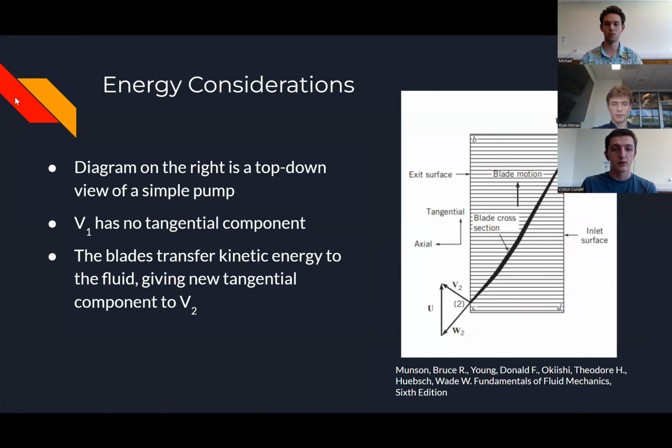So for a simple pump, v1 flows towards the pump with no tangential component, in the completely axial direction. And as it goes through the pump, the blades on the pump transfer kinetic energy to the fluid. And as it exits the pump, the fluid now has a new tangential component of velocity that is tangential to the rotation of the blades, as we can see in the diagram on the right.